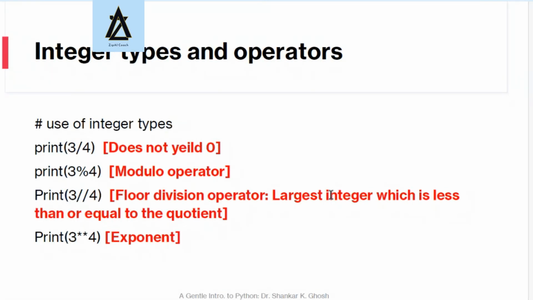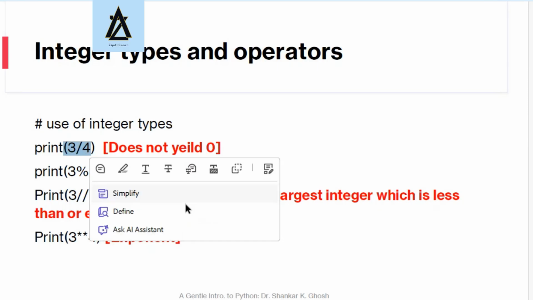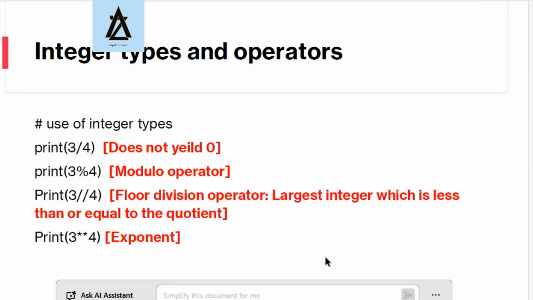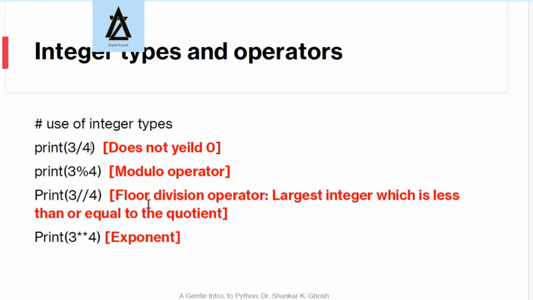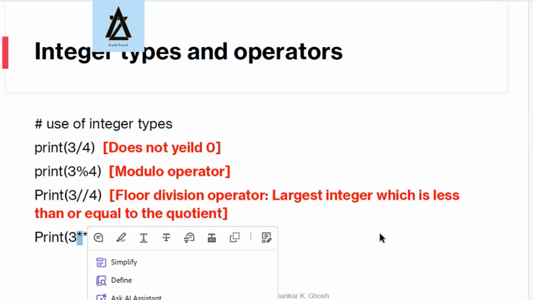The integer operations are very much similar to other programming languages, but there are some differences in Python. For example, in C, if you write 3 by 4, it will produce 0, but in Python, it will be a floating point division. The modulo operator is also there in Python, and then the floor division operator is also there. This is new in Python, which is not in C. The floor division operator gives the largest integer which is less than or equal to the quotient. And then the exponent: this is how we write the exponent. It means 3 power 4.